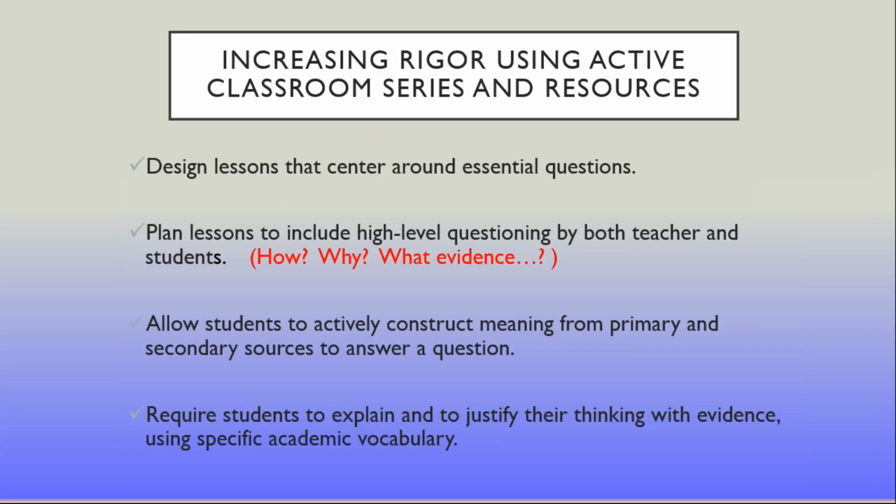So here are 4 big ideas that we're going to focus on for the rest of the webinar, 4 ways to increase the rigor in your classroom. One of those is to design lessons that center around essential questions. Plan lessons to include high-level questioning by both teacher and students. Questions like how or why, or specifically what evidence can you use to back that up. The third one is allow students to actively construct meaning from primary and secondary sources to answer a question. And lastly, require students to explain and justify their thinking with evidence using specific academic vocabulary.